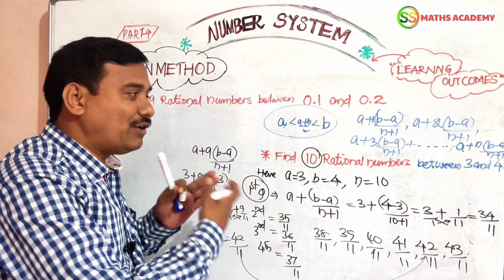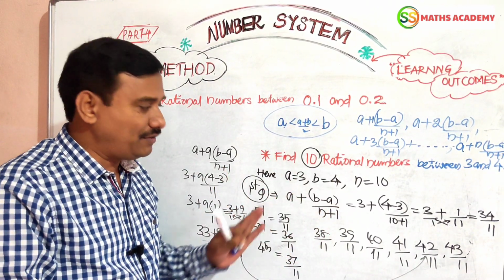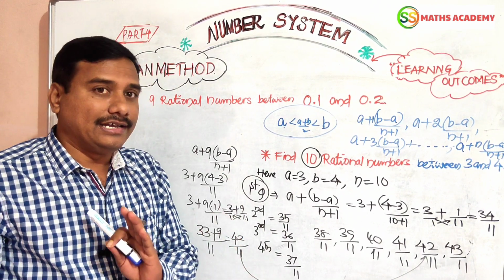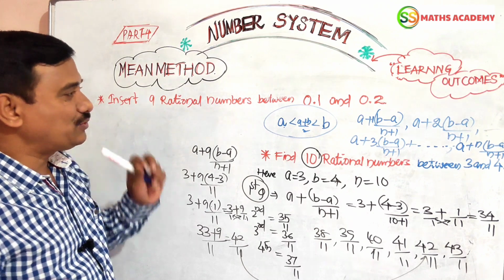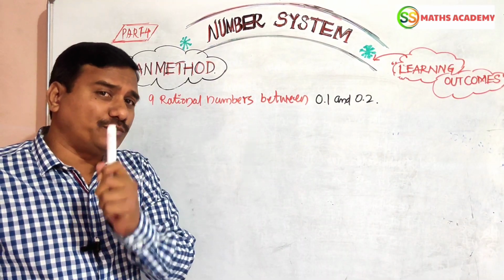So this is the way we find many rational numbers between two numbers. This process is very easy, right, my dear friends? And we are going to discuss this question also, then you can understand it 100%. A short example about the mean method.